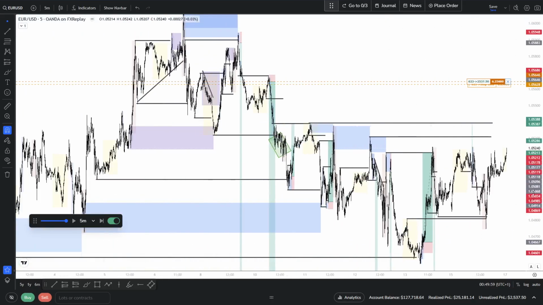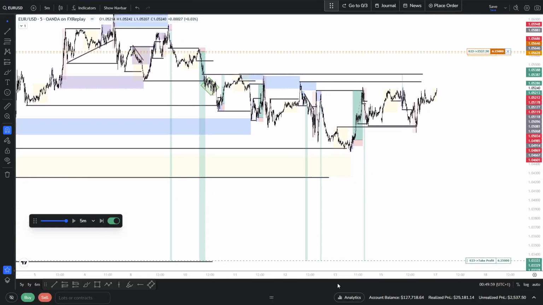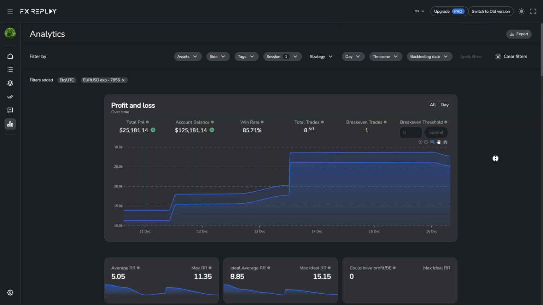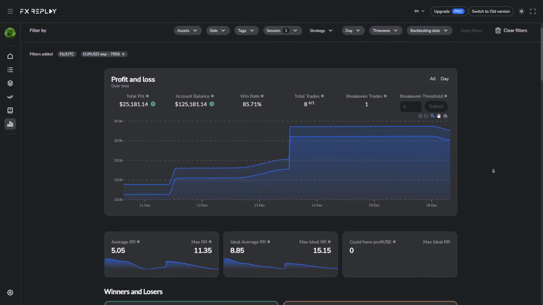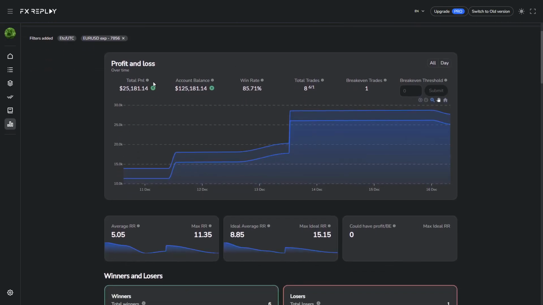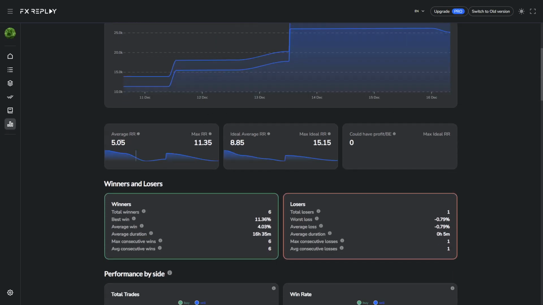Okay, perfect, right? There we go. So how do I, there we analysis. So so far in this backtesting session we made around 25%, 85.7% win rate. Took 8 trades, 6 were winners, 1 loss, 1 break even, and we missed 2 to 3 trades, right? Average score 5R, which is really good. Ideal average RR is 8.5 and max side leverage is 15.15, right?